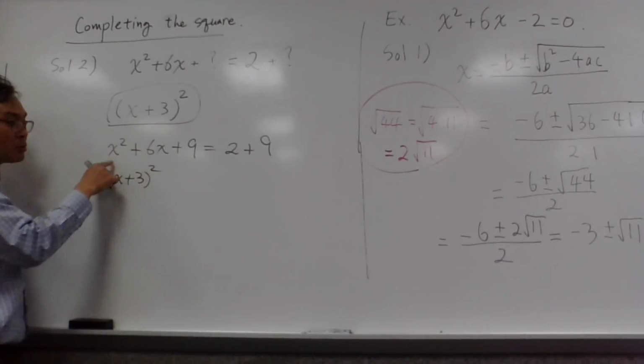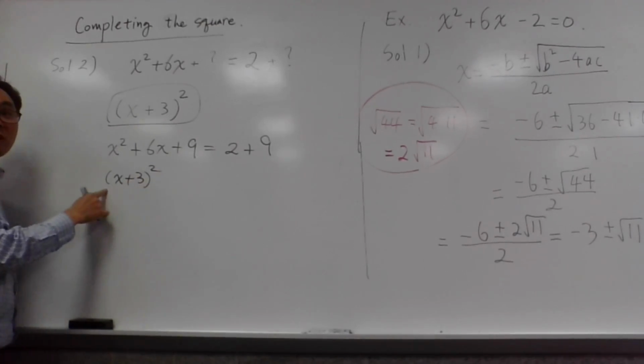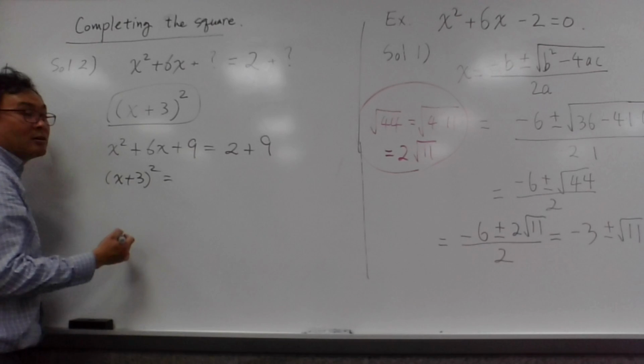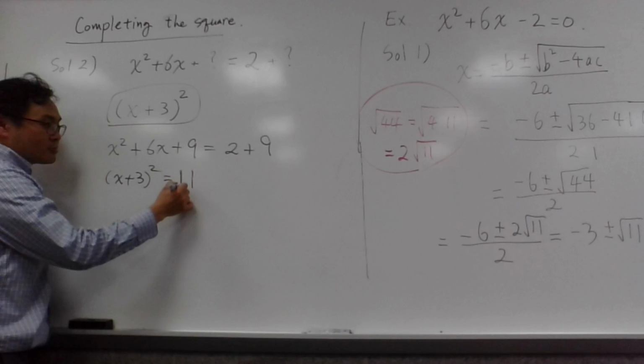x squared gives you x squared, 3 squared gives you 9, and you double the product, right? Twice of 3x would be 6x, so everything's perfect. The left side is same. What about the right side? 2 plus 9 is 11.